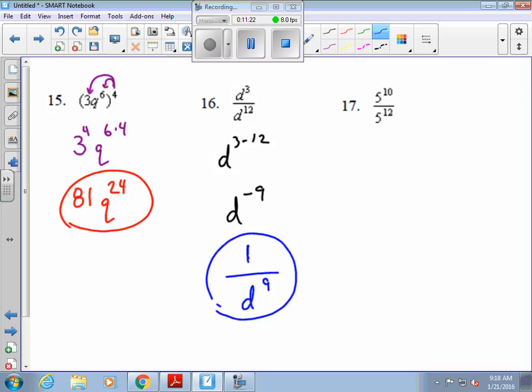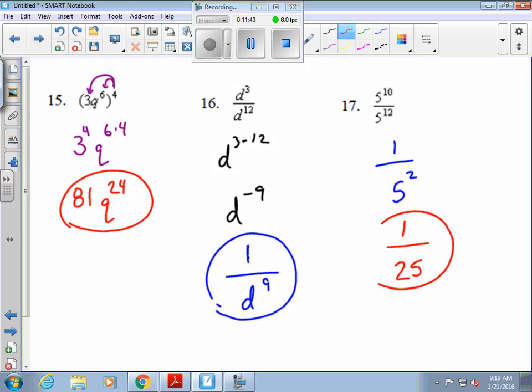What I mean by that, for this next one, number 17, says 5 to the 10th over 5 to the 12th. If I subtract 12 minus 10 right here, I get 1 over 5 to the second power because 12 is bigger than 10. So it's on that side. And 1 over 5 to the second power is 1 over 25.